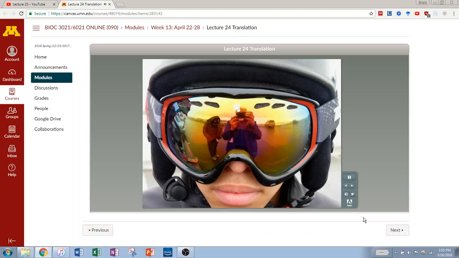My grandson Justice likes to ski. He wears these very cool reflective goggles. This is also a self-portrait of me. Again, note the very graceful way I hold the camera.